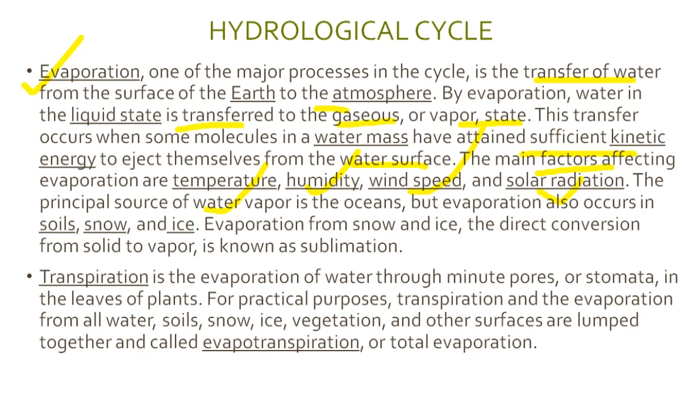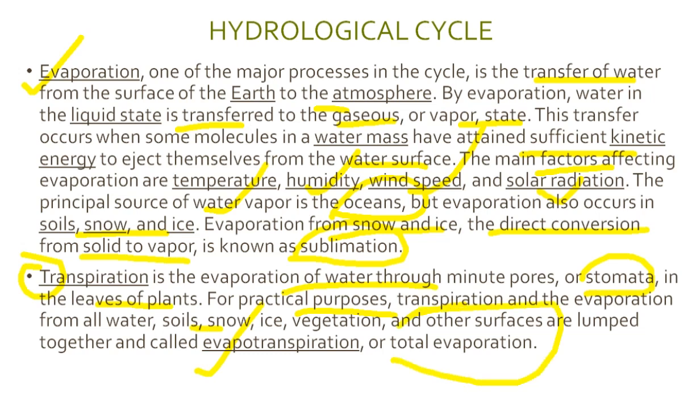So the principal source of water vapor is the oceans, we all know, but evaporation also occurs in soils, snow, and ice. Evaporation from snow and ice is known as sublimation because here the direct conversion is occurring from solid to vapor state. Okay. The next is transpiration. Transpiration is the evaporation of water through stomata. Stomata are the minute or tiny pores available on the leaves of plants. And for all practical purposes, transpiration and evaporation from water, soils, etc. is known as evapotranspiration or total evaporation.